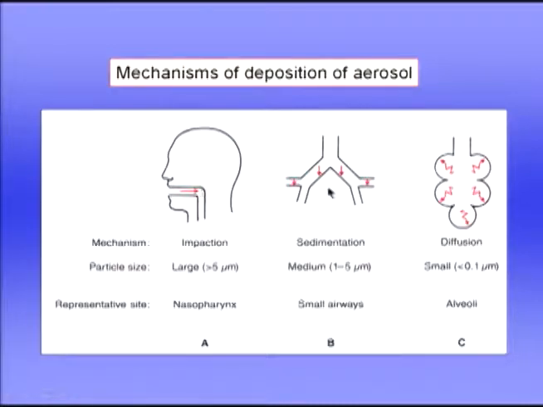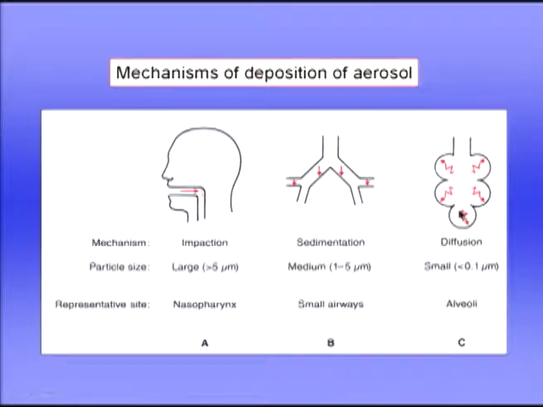The next important mechanism is sedimentation, which refers to the gradual settling of particles as a result of gravity. And that's particularly important in the small airways, partly because the distance that they have to fall is rather small, and that affects the medium-sized particles, say 1 to 5 microns particularly.